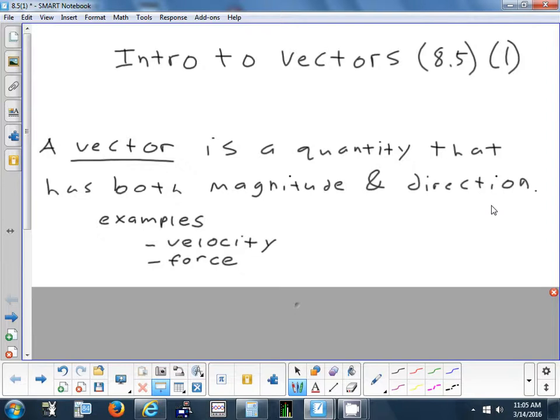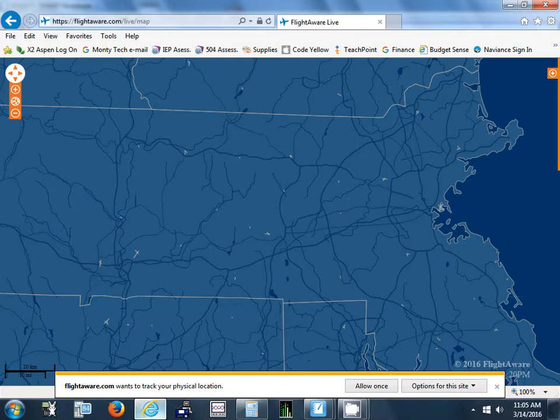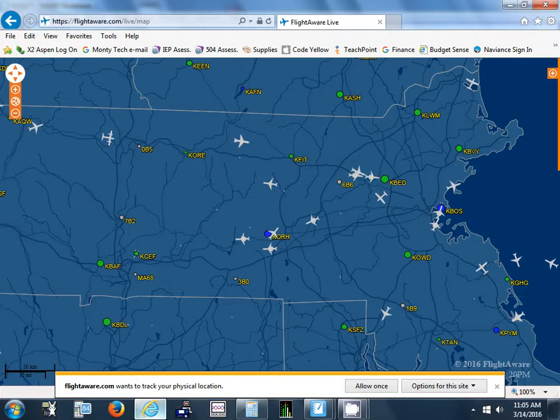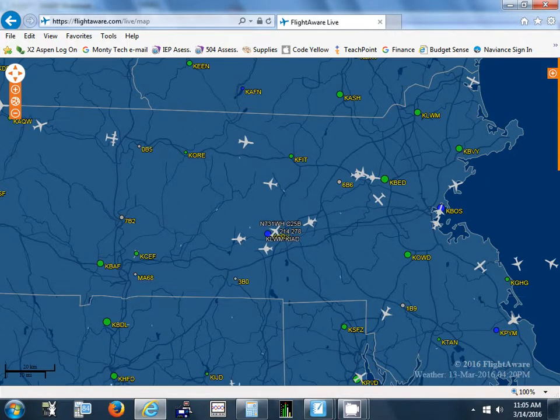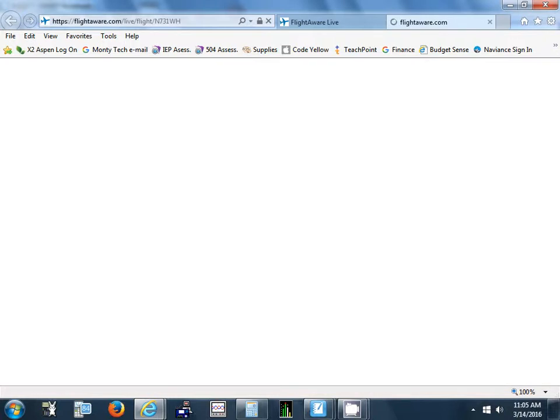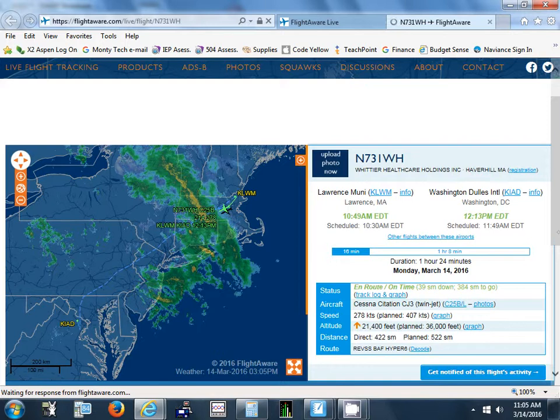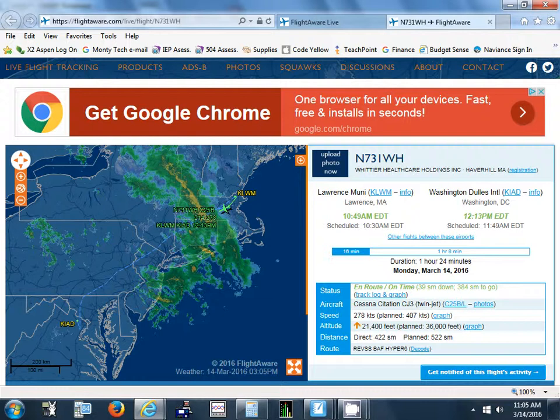And an example I can show you of velocity. I have a website that shows different airplanes. So you could think of each one of these planes as a vector. If you click on one, each one of them has a speed and it has a direction. So let's just click on that one. If we click it, we can see that its speed, in this case, is 278 knots, and its direction. Direction is 422 SM? I'm not sure what that represents. That's distance. In this case, I'm not sure I can see the compass heading of the plane, but that's usually how they measure direction, on a compass.